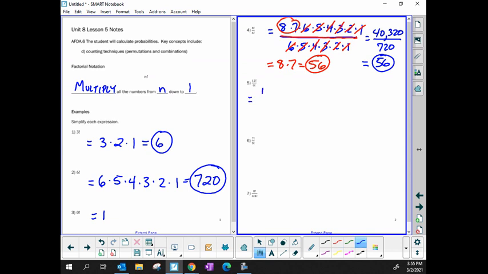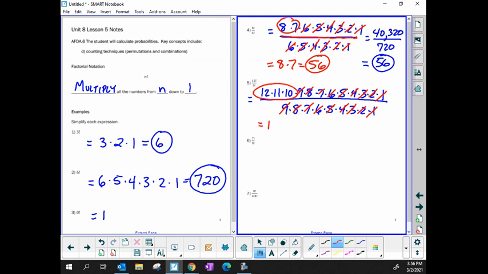Think 12 factorial means 12 times 11 times 10 times 9 times 8 times 7 times 6 times 5 times 4 times 3 times 2 times 1 over 9 factorial means 9 times 8 times 7 times 6 times 5 times 4 times 3 times 2 times 1. And then we can cancel out. Any number that's the same on the top and the bottom cancels out. So the 9s cancel, the 8s cancel, the 7s, the 6s, the 5s, the 4s, the 3s, the 2s, and the 1s. And all we're left with is 12 times 11 times 10, which is 1,320.